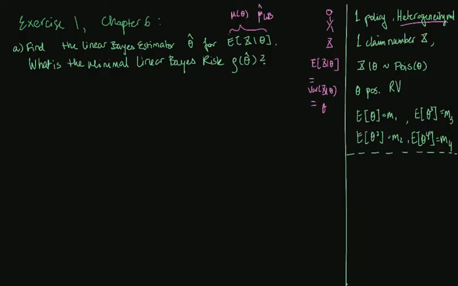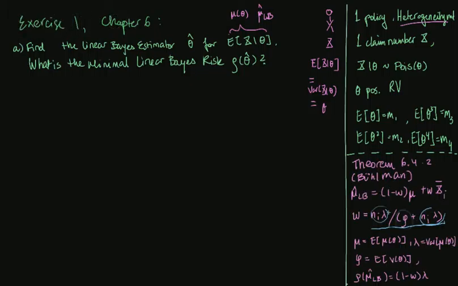Now, there are kind of two ways to solve this exercise, and I will present both ways. The first way uses the formula for linear Bayes estimator in the Bühlmann model. And the reason why we can use the formula for linear Bayes estimator from the Bühlmann model is that since the assumptions of the heterogeneity model are satisfied, then the assumptions of the Bühlmann model are also satisfied.